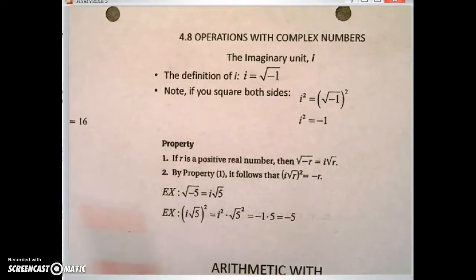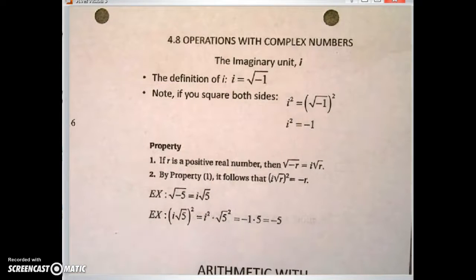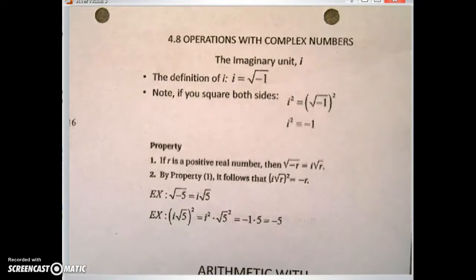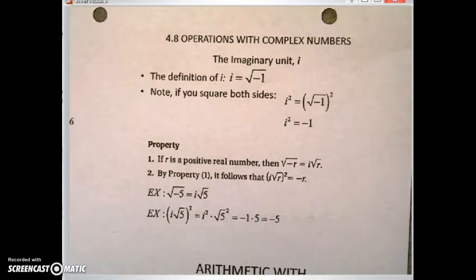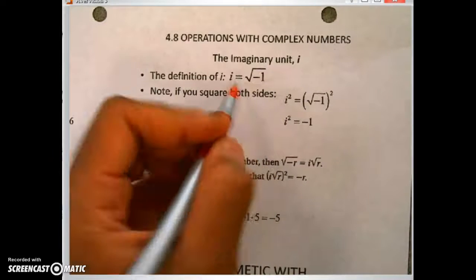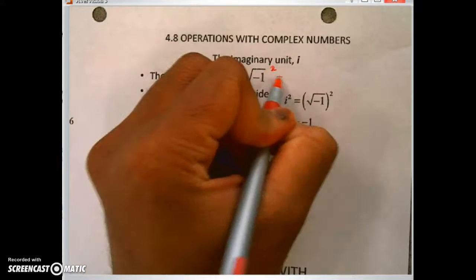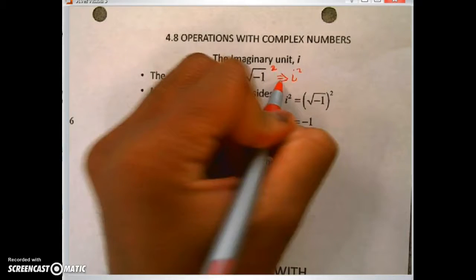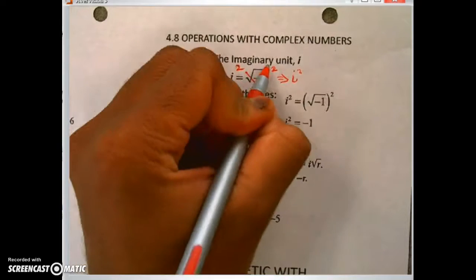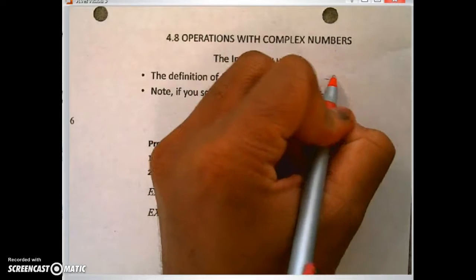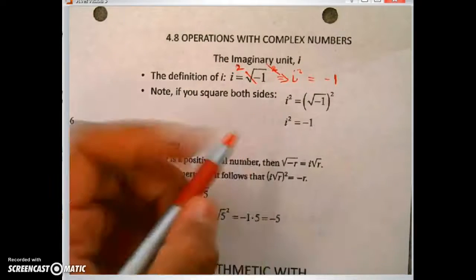So here's our first portion, 4.8 Operations with Complex Numbers. The imaginary unit i is what we're dealing with today. The definition of i is that i is equal to the square root of negative 1. And so imagine if we have this, and if I were to square both sides, then I have i squared is equal to, well, what happens here? The square and the square root cancel out, so it equals negative 1. That's what's happening in this part.